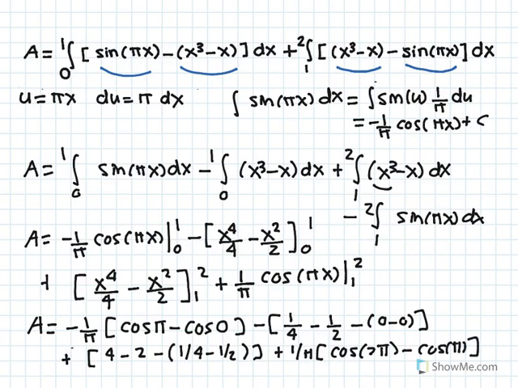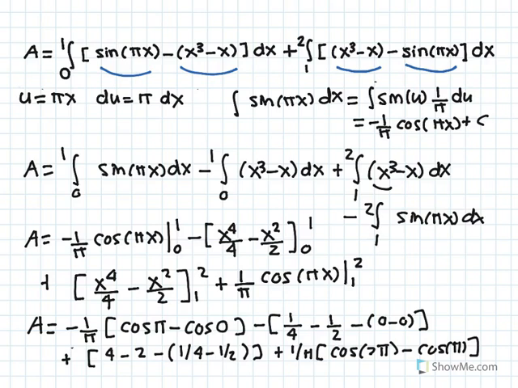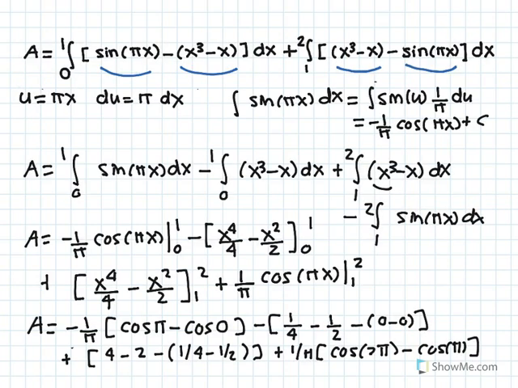Okay, now we have to evaluate all of this. So let's rewrite this on the next page. Let me look at the last page. So we have area is equal to negative 1 over pi times cosine pi minus cos of 0. Let's take a look at that again. That's cos pi minus cos 0.